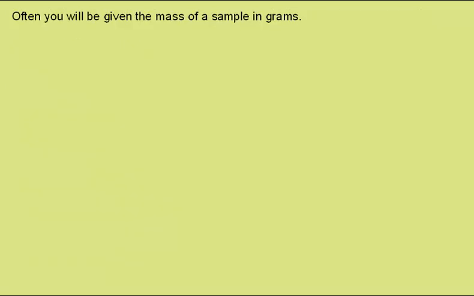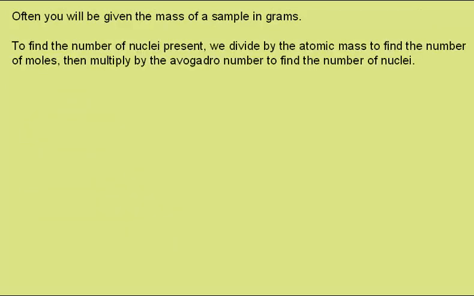Often you'll be given the mass of a sample in grams. To find the number of nuclei present, we divide by the atomic mass to find the number of moles present, then multiply by the Avogadro number to find the number of nuclei.